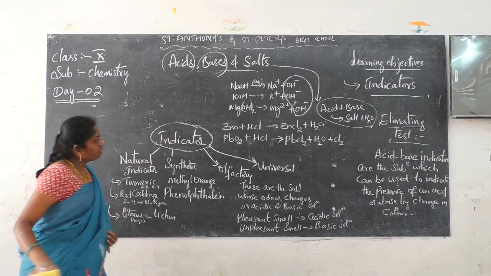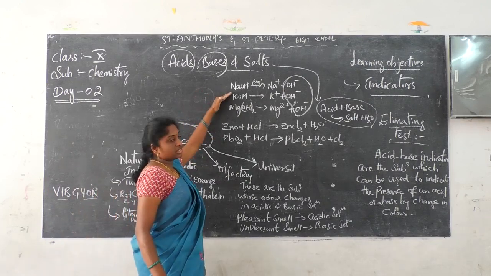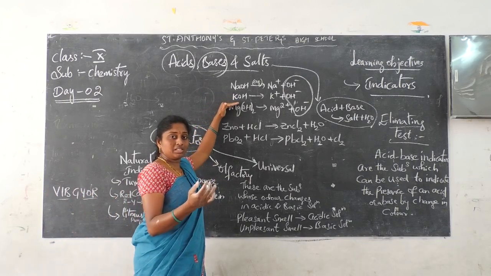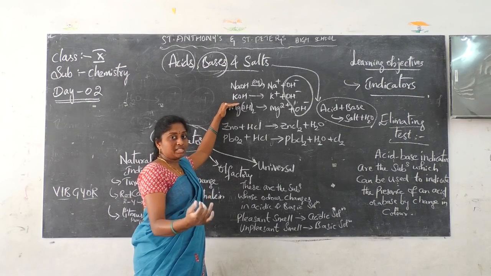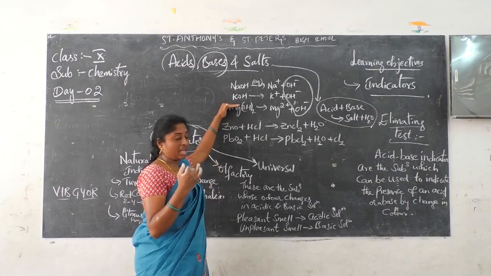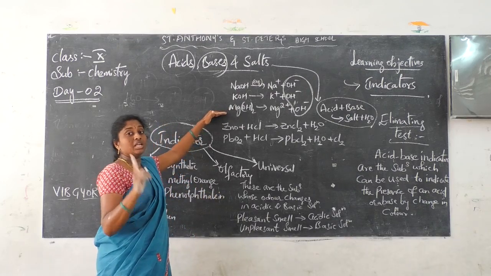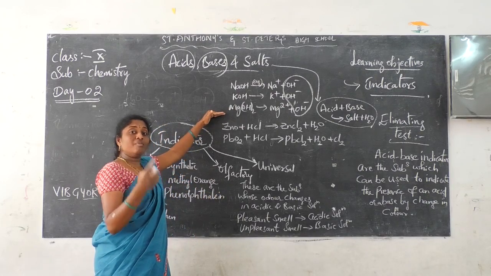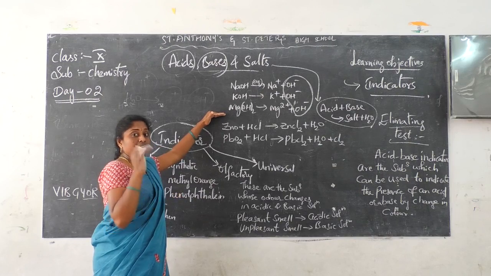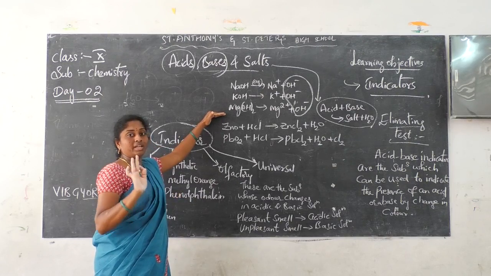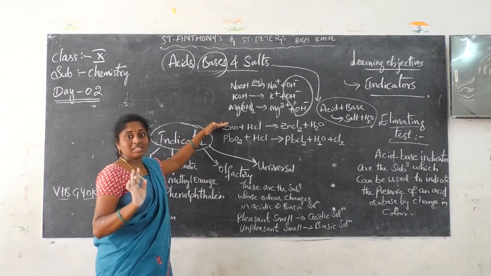Next, come back to the bases. So what is the base? The substance which ionizes OH minus ions is known as the base. Here is one more important thing for understanding the base. The base is a substance which, when it reacts with an acid, has to give only salt and water. Then only we call it a base.